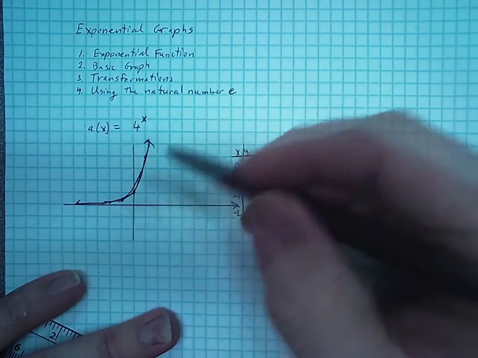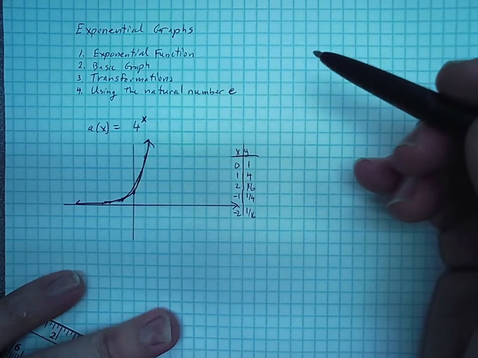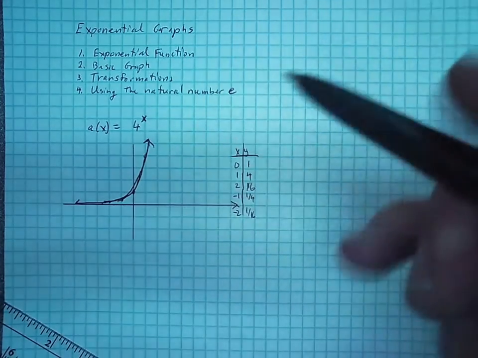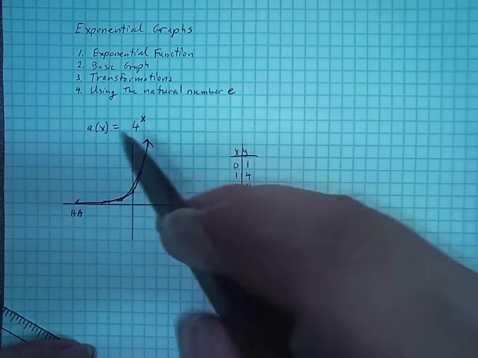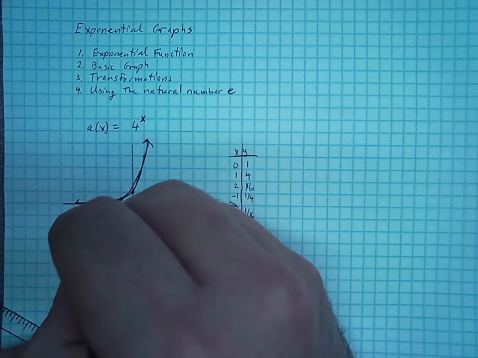So here's my basic exponential graph. It's a little sloppy because I had to draw it twice. I missed the points. We've got the horizontal asymptote, which in the basic function is going to be at y equals 0.